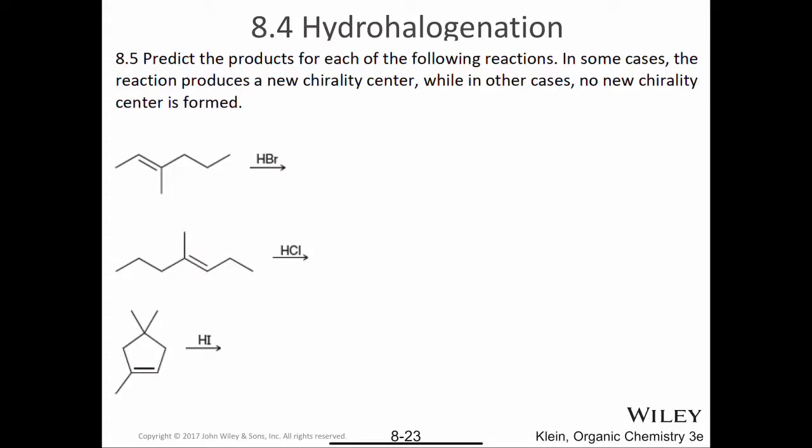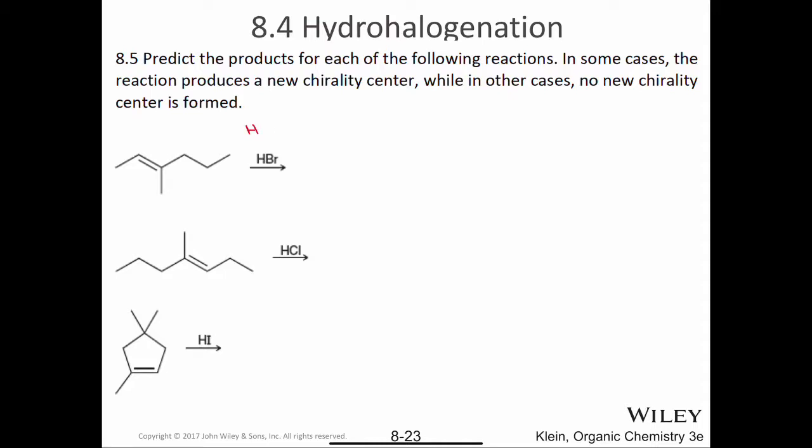Question 8.5 deals with hydrohalogenation, and it says predict the products for each of the following reactions. In some cases, the reaction produces a new chirality center, while in other cases, no new chirality center is formed.